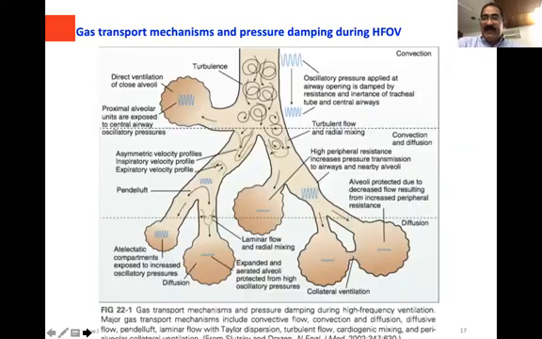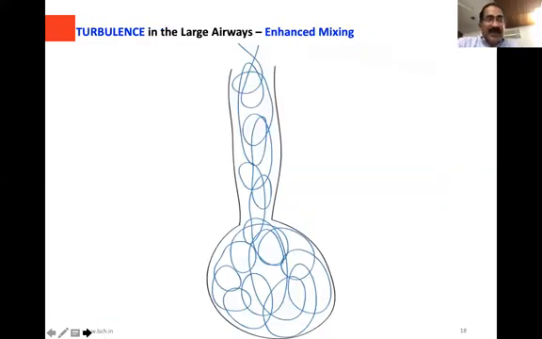Okay, this is a very, very busy slide. This is what you see in your regular textbooks. I thought I'd make it a little bit more simple. So this is the turbulence that you see in the large airways. This is where the enhanced mixing happens. The next slide, please. This is quite important.